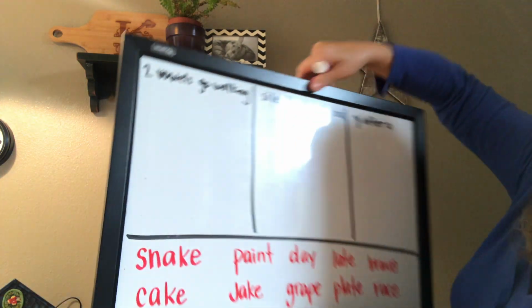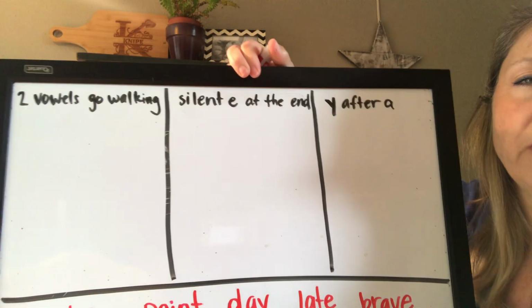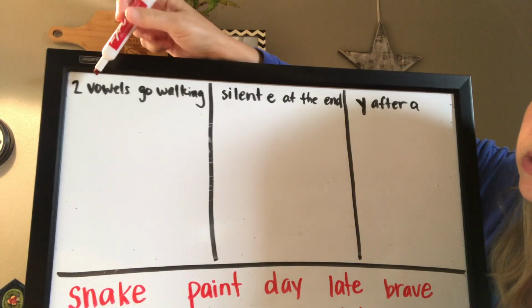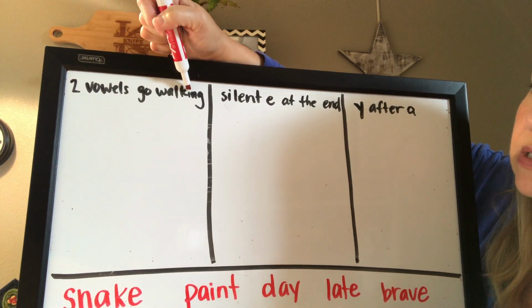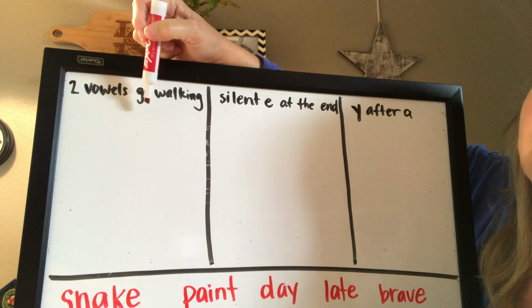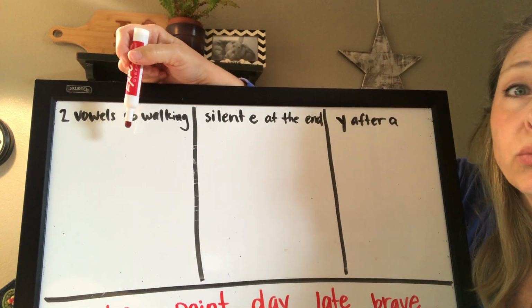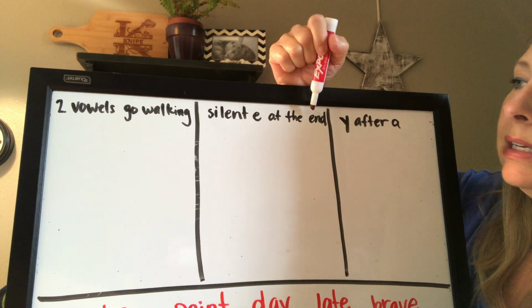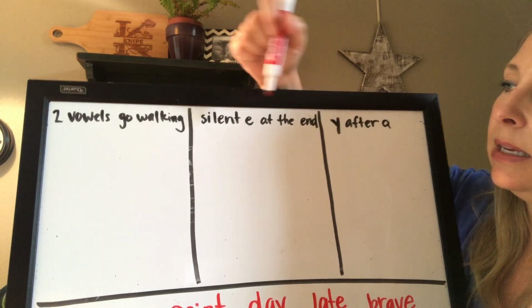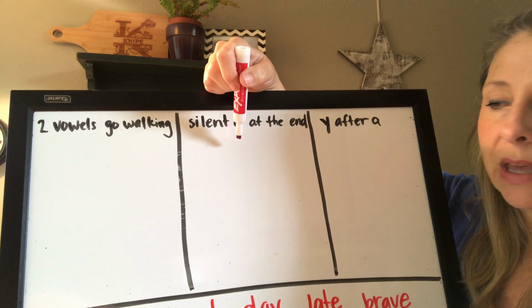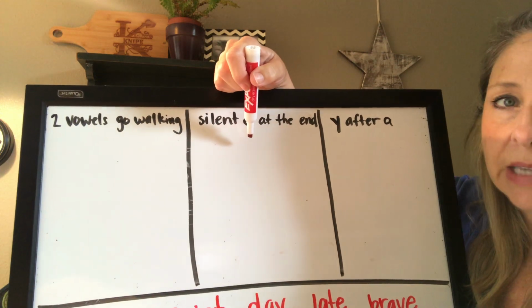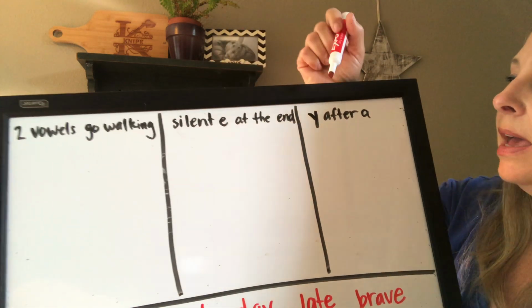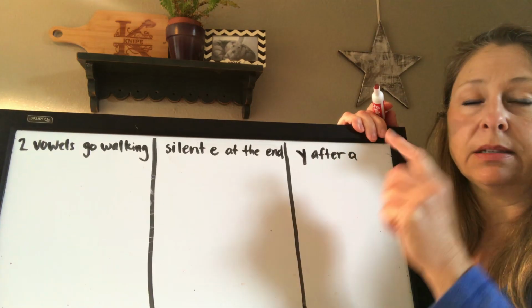So here I've got a chart that I'm going to share with your families. This one says, two vowels go walking, the first does the talking. This is like when I did ran to rain, okay? And then this one in the middle is the silent E at the end, making the other vowel say its name, and this is when I did tap into tape.